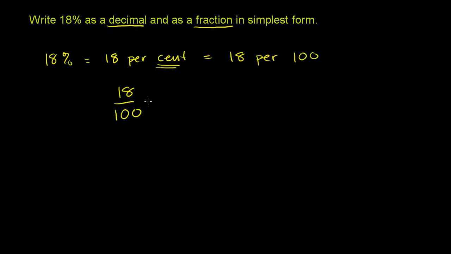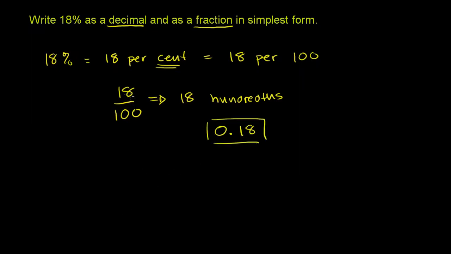So how do we write this? This is the same thing as 18 hundredths, and we know how to write that in decimal form. It's 0.18. You could view this as 1 tenth and 8 hundredths, which is the same thing, or 10 hundredths and 8 hundredths, which is 18 hundredths. So this is written in decimal form.